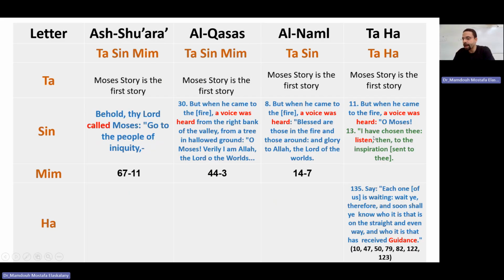God is saying to Moses, "I have chosen thee. Listen then to the inspiration." So God here stressed the idea of listening, because the idea of listening is very crucial with Moses. Moses received revelation only through listening. He cannot see his God. God is talking to him from behind the veil, so he cannot actually see God, but he can listen to God. So listening is the revelation method, and it is critical in the case of Moses, because it is the way God revealed to him.